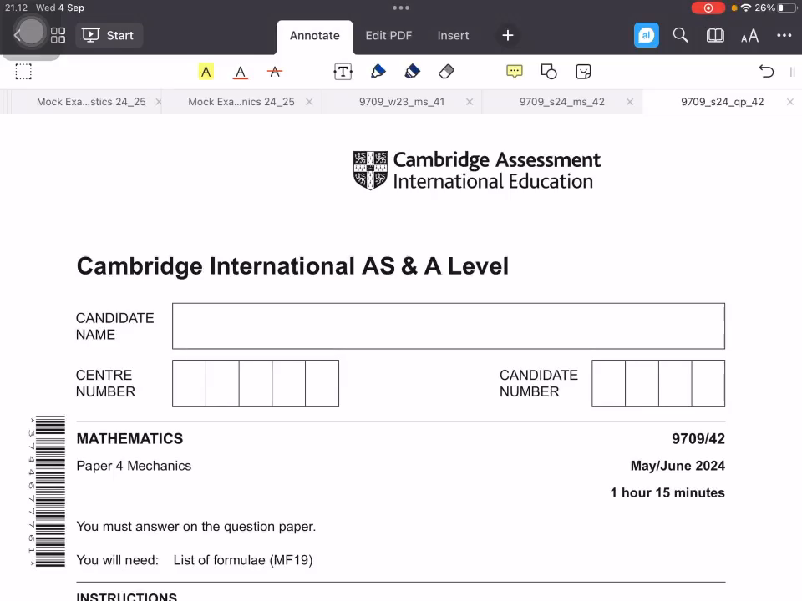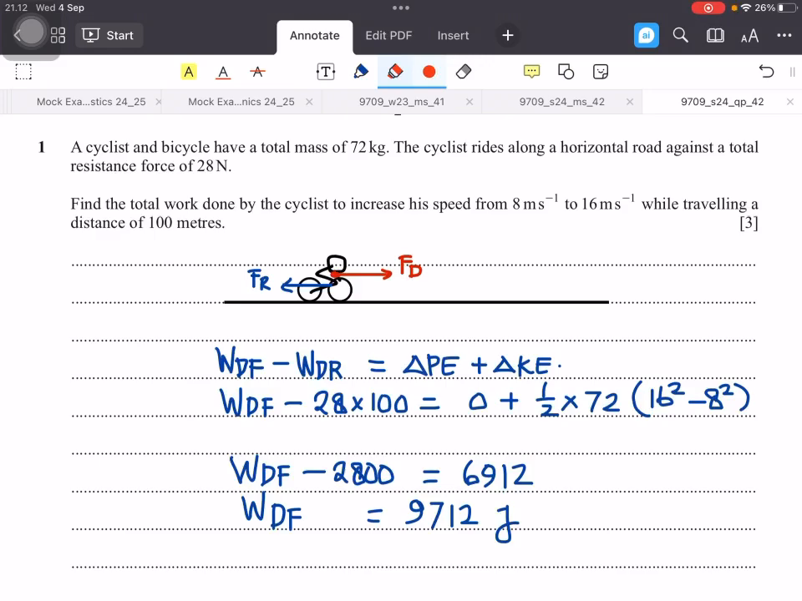In this video, we are going to discuss mechanics paper 42 May June 2024. Question 1. A cyclist and bicycle have a total mass of 72 kilograms. The cyclist rides along a horizontal road against a total resistance force of 28 newtons. Find the total work done by the cyclist to increase his speed from 8 meters per second to 16 meters per second while traveling a distance of 100 meters.